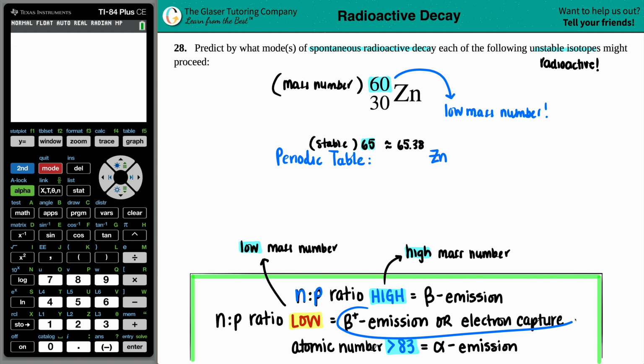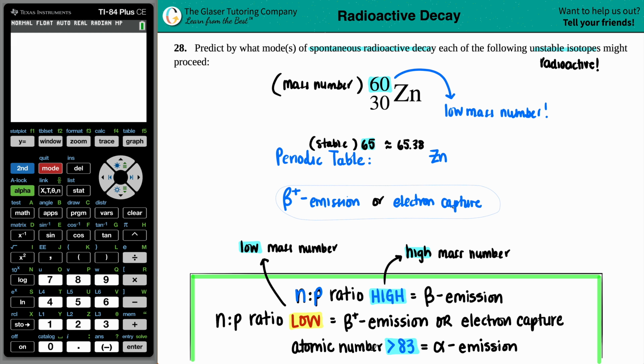And you have 2 answers for this one. Low ratios need to be brought up. That can be done by either undergoing positron emission, so you're just emitting a positron, or you can capture an electron. So we just say electron capture.